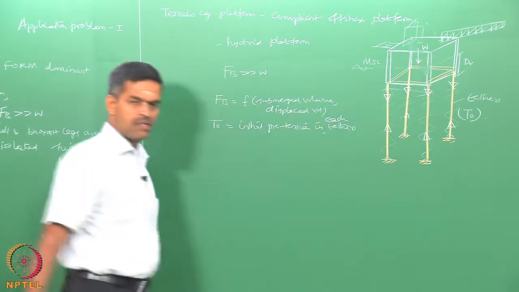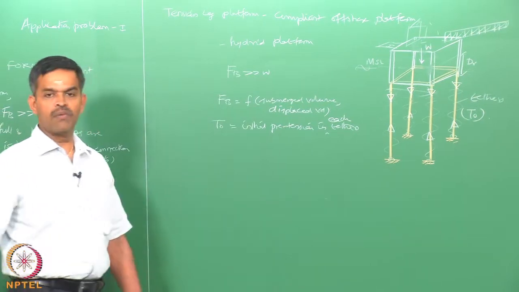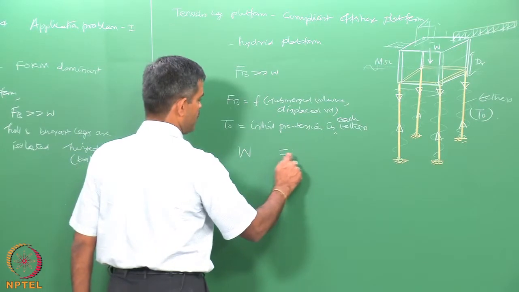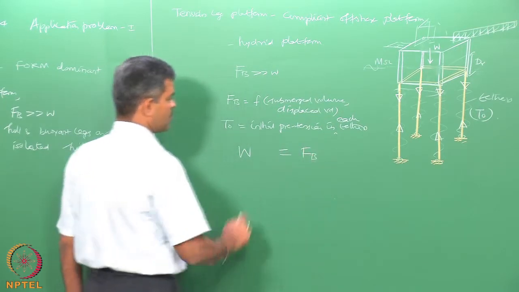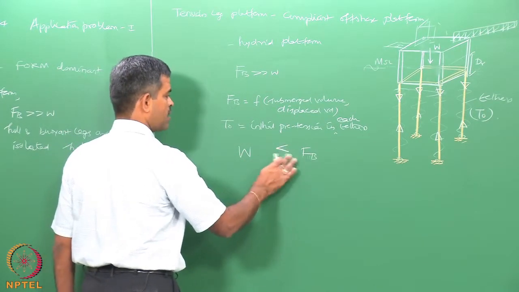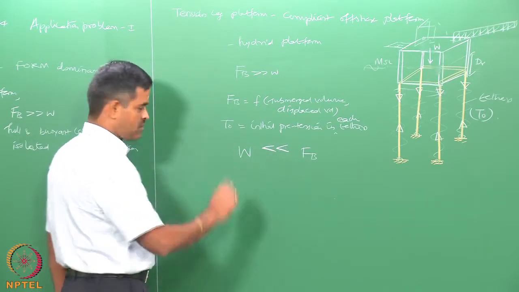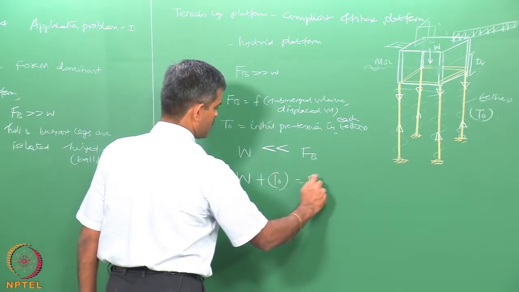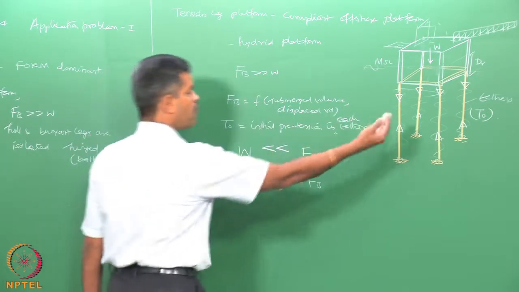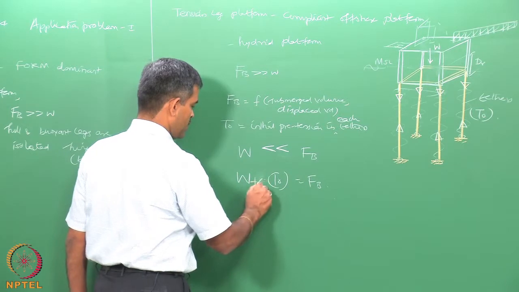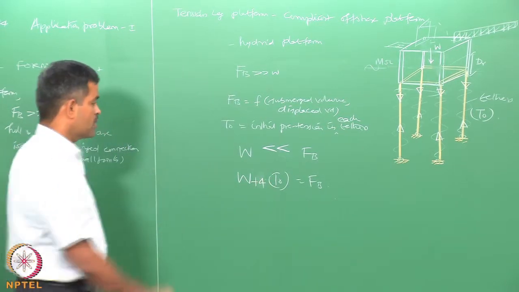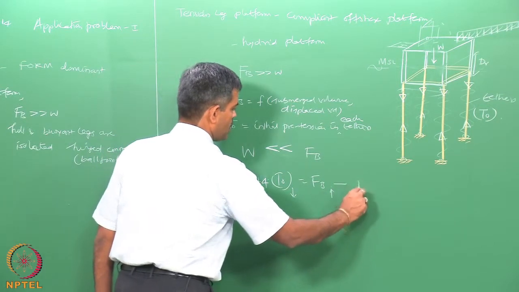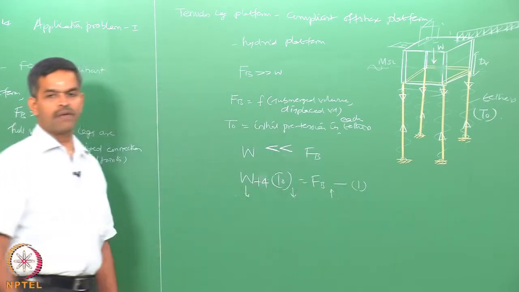Okay. So, now if you write the equation of static equilibrium for this particular platform, I should say W and Fb are not matching, because W is far lesser than Fb, but I want to equate this. So, I add T0 and say this is my Fb. So, since there are 4 legs, I should multiply this with 4 T0. Okay. So, W is acting downward, T0 is acting downward, Fb is acting outward. This is my equation of static equilibrium.